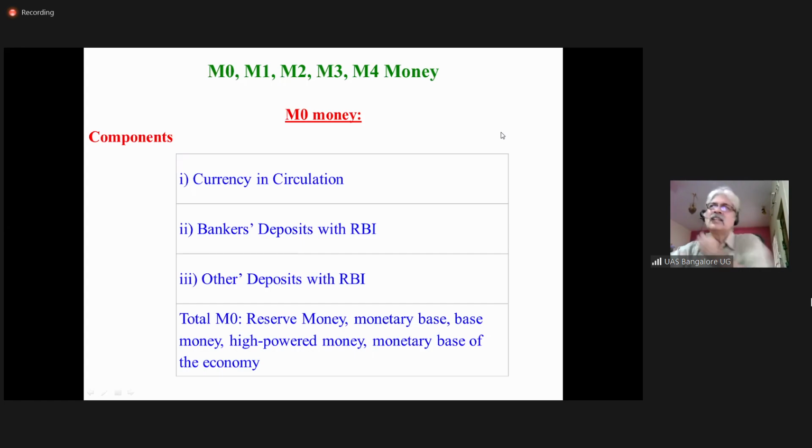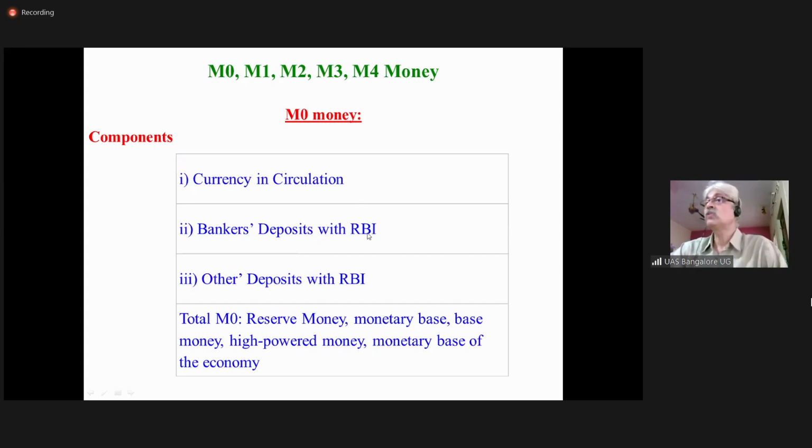Then there is one more classification of money: M0 money, M1 money, M2, M3, M4 money. Now we'll look into each one of them. What is M0 money? The components of M0 money: first, the currency in circulation. All the notes and all the coins that are in circulation in the economy, in the country, come under M0 money.